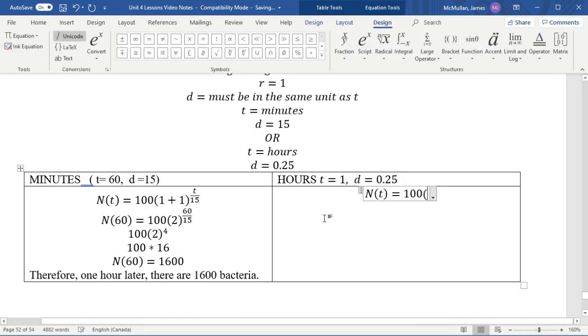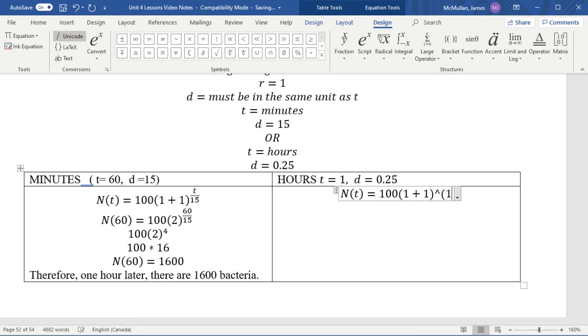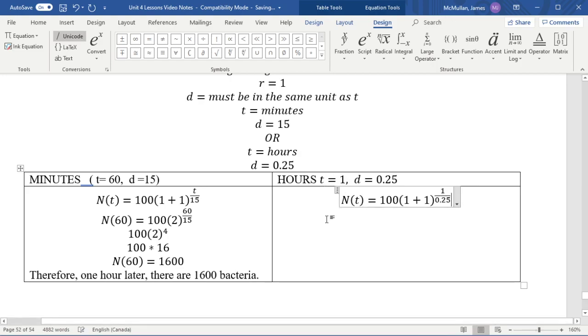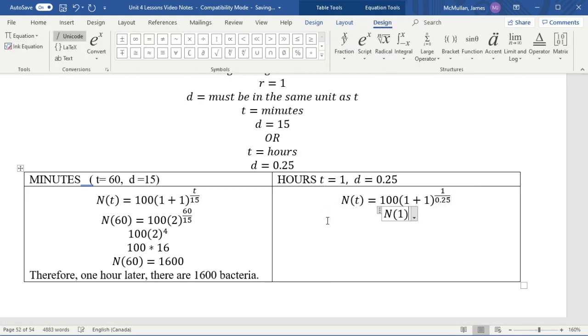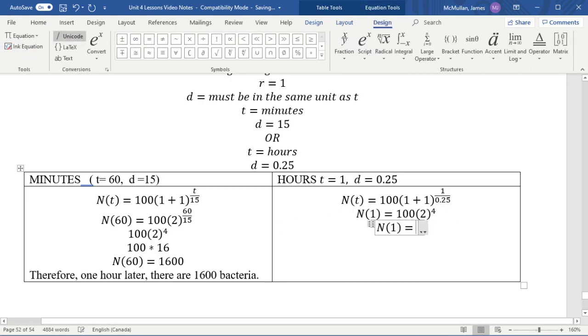Let's investigate. 100 times (1 plus 1) to the power of 1 hour over 0.25, right? Because 0.25 is our doubling time now. So N of 1 is what we're looking for. It is equal to 100 times 2 to the power of 4. And from here, you can see it's the same answer.